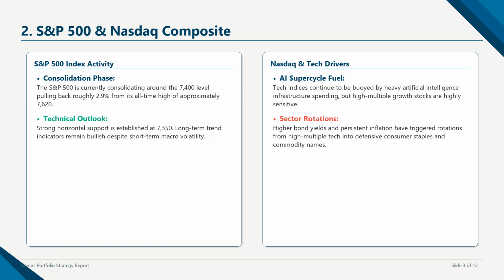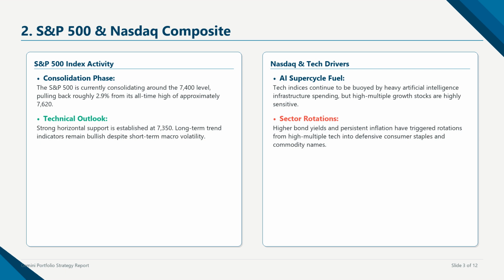Now, let's examine the stock market indices. Throughout June 2026, the markets have experienced significant volatility. The S&P 500 index is currently consolidating around the 7,400 level, after pulling back approximately 2.9% from its recent all-time high near 7,620. The Nasdaq composite has also seen healthy corrections. Tech momentum remains structurally supported by massive artificial intelligence investments, but persistent concerns about a higher-for-longer interest rate path have led to notable sector rotations.